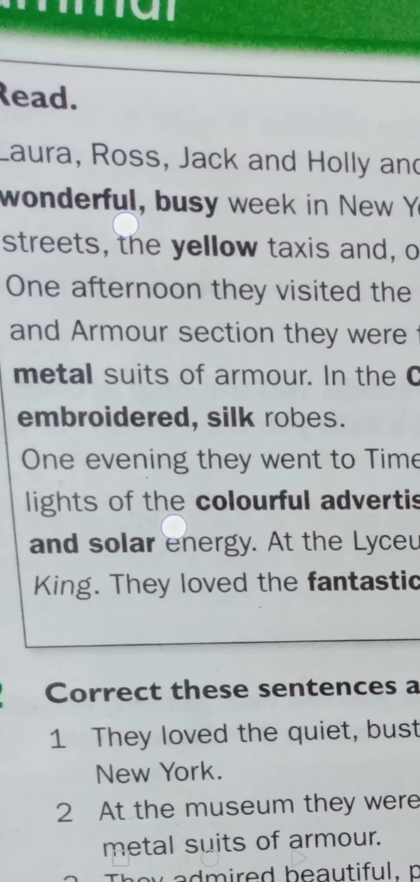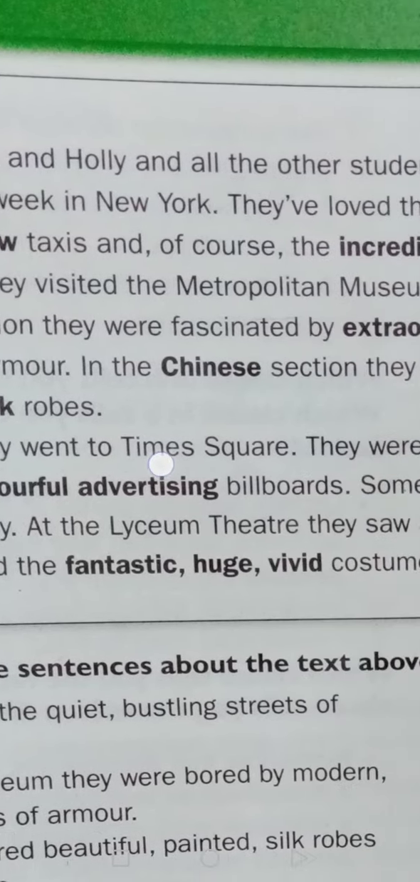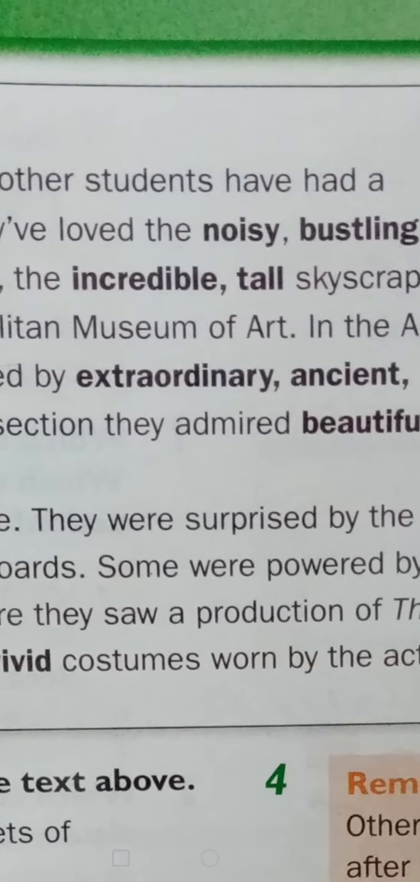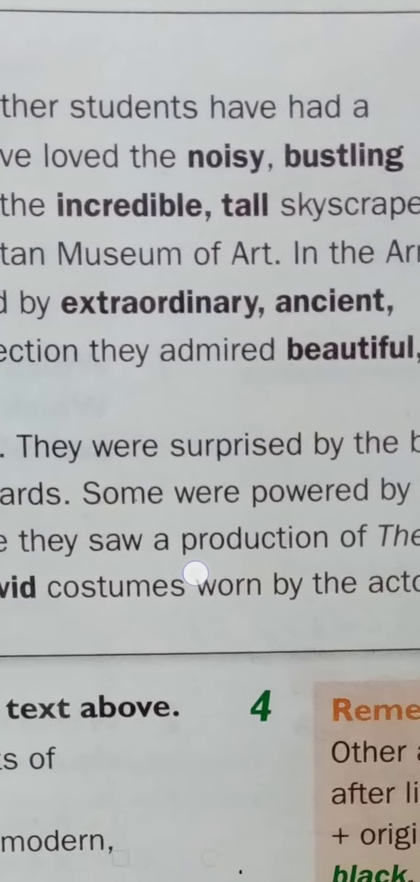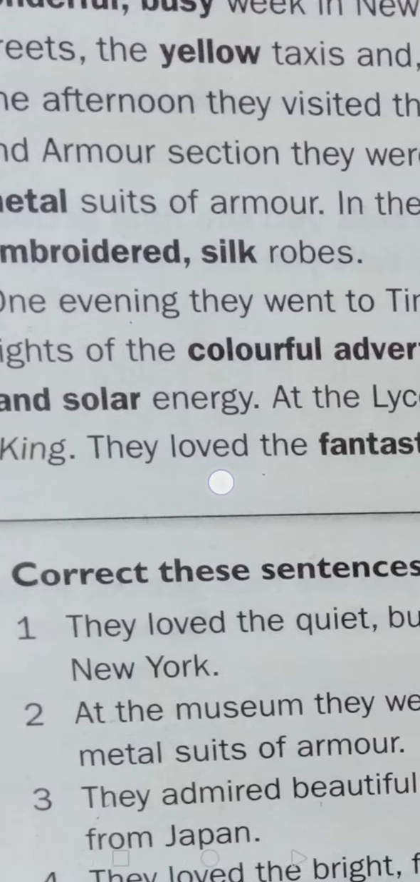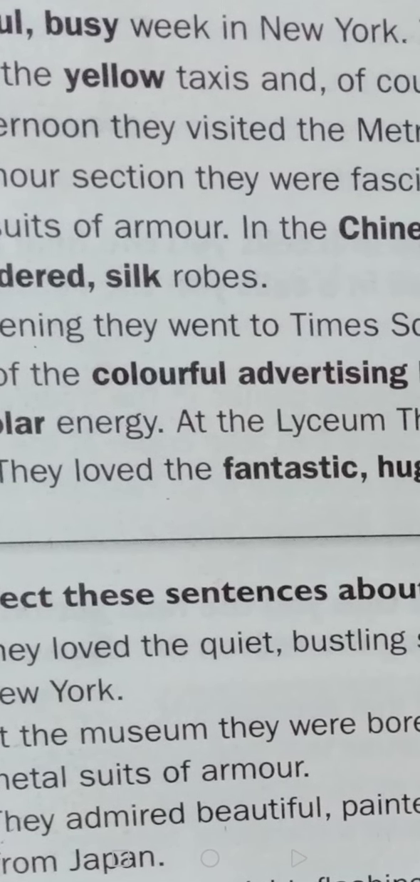For example, the words wonderful, busy, yellow, metal, embroidered, silk, Chinese, incredible, noisy, bustling, tall, ancient, beautiful, wind, and huge, vivid, fantastic, colorful, advertising, and solar. All these words that are written in bold are adjectives that describe nouns. كل هاي الكلمات مكتوبة بالأسود عبارة عن صفات وبتوصف الاسم.